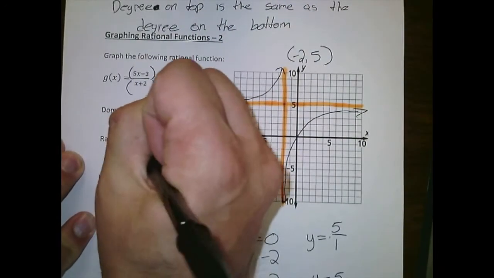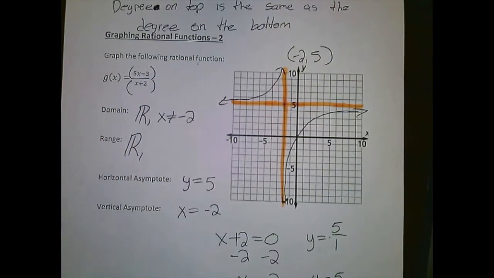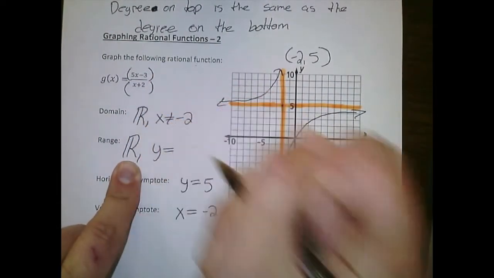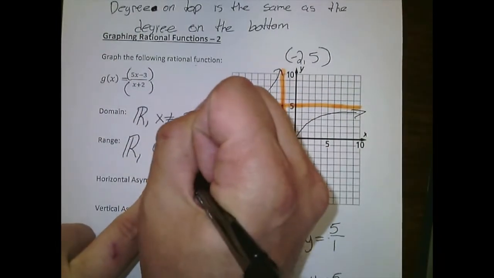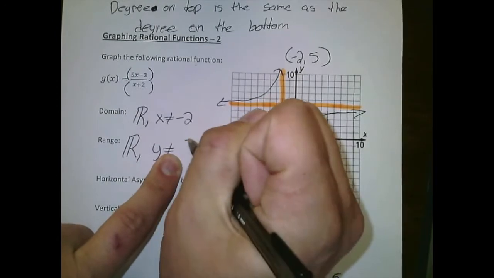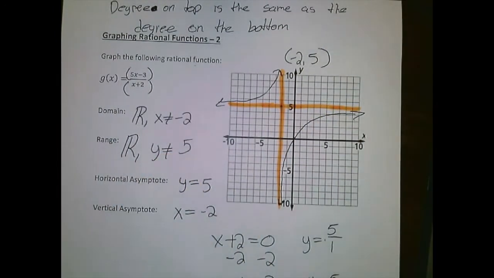For the range, this is what are all the y values that I'm going to get out of this function? Well, for all the inputs I plug in, I could get all real numbers, except there's one y value that no matter what you plug in, you're never going to be able to get it out. We're never going to have y equal to 5. And again, that's from those asymptotes and those center points.